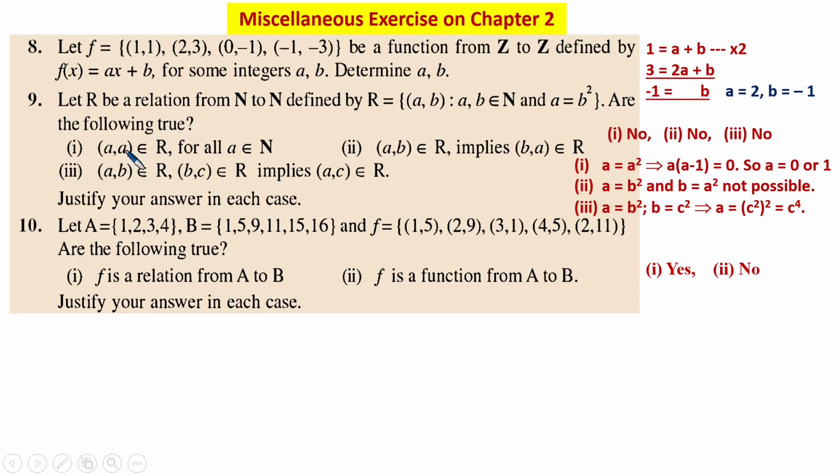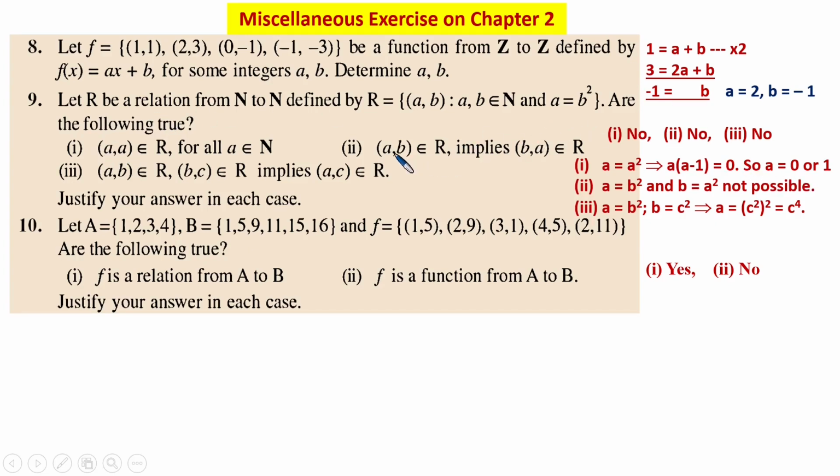So for this, a comma a, does this ordered pair belong to R for all a belonging to N? Is it true? Here the answer is no, because if we use this condition, that is a equal to b square, for this one I have a equal to a square. The solution for this is, if I bring a to this side and factorize it, a into a minus 1 equal to 0. So now I have two solutions, either a equal to 1 or a equal to 0. As I said, for a single input you cannot have two solutions. So this is not valid.